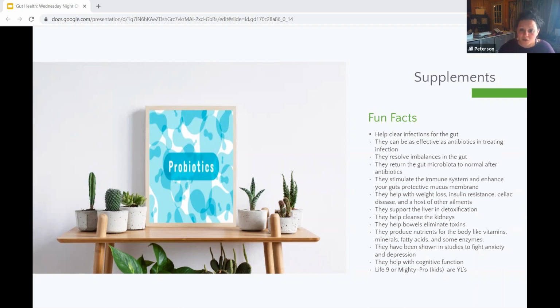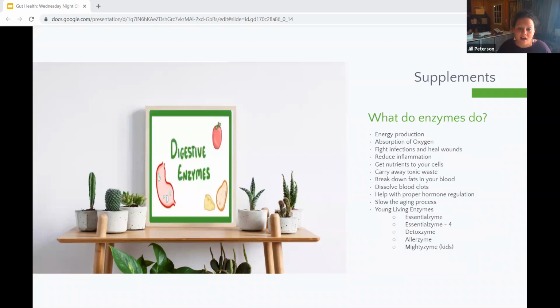If you've had too much bad bacteria and not enough good bacteria, you're not constantly introducing good bacteria into your gut. You will end up with an imbalance. And remember, good bacteria doesn't colonize, so you have to work at it. Like you have to keep putting the good bacteria into your body. So that's probiotics. Second supplement I'll talk about is enzymes.